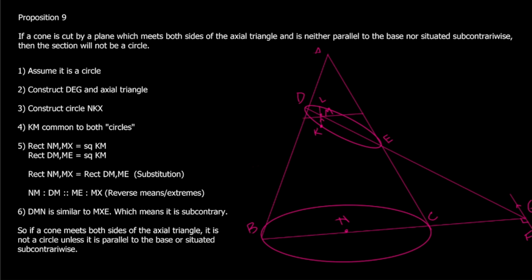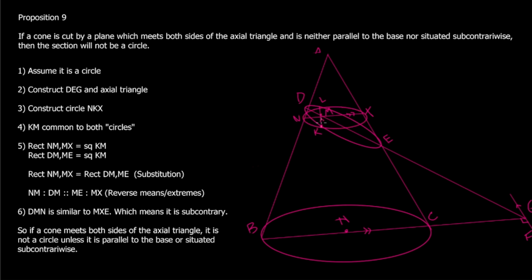And let's label it NX. And let's construct it so that NX is parallel to the line BC. So we've got this line parallel to the base, and we've got LK parallel to the base. So all of these points, L and K and X, could represent points in a plane which is parallel to the base, and therefore the section of it would be a circle. So let's draw a circle around those points.